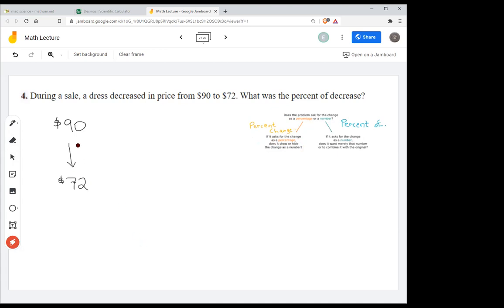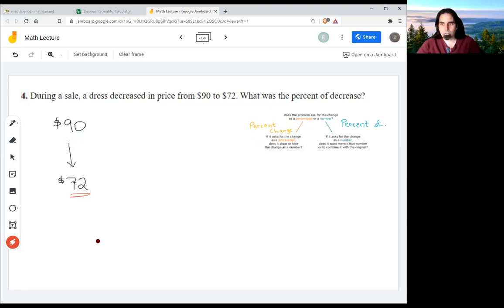Hide. It hides it. It started at 90, it went down to 72, but they never actually said it went down 18 bucks. So I have to subtract and say that the change is 90 minus 72 is 18. Now I can see what the change is, right? So that's what this is asking about here. Kind of stay alert. They don't always tell you what the change actually is.